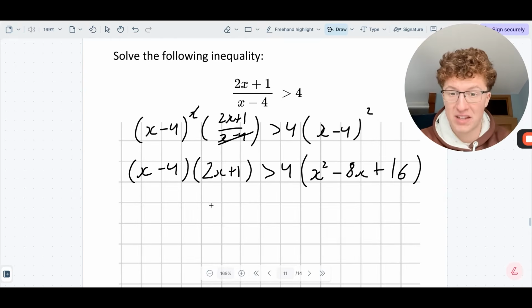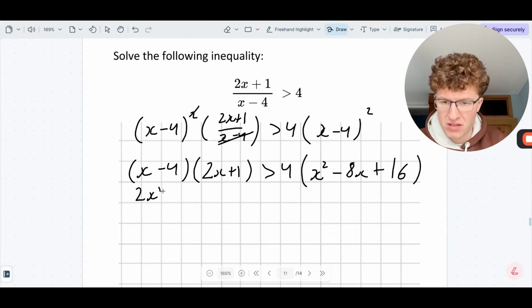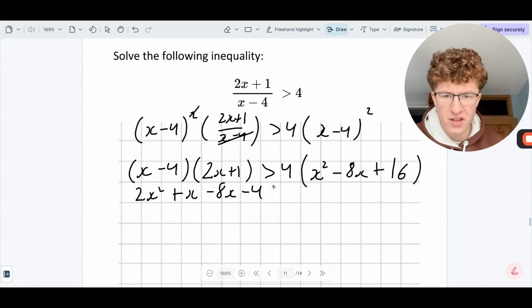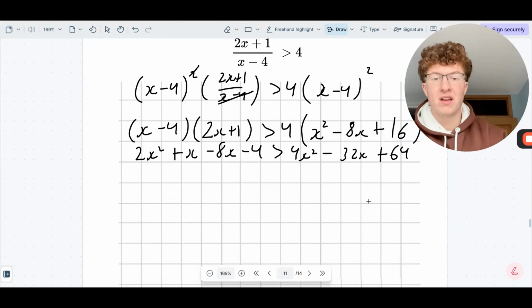And now we will expand this bracket. So we're going to have x times 2x be 2x squared, x times 1 is just going to be x. Then we have minus 8x minus 4. It's going to be greater than 4x squared minus 8x. Sorry, not minus 8x, minus 32x, because we're multiplying in the 4 to this bracket, plus 64, like this.